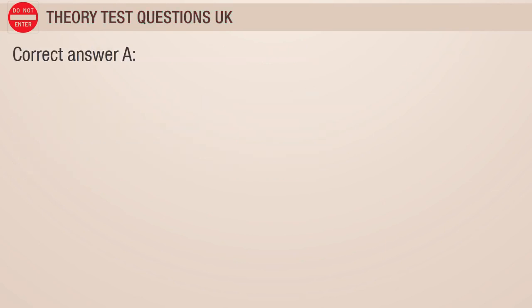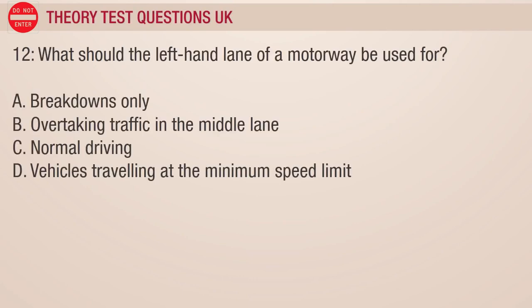Correct answer A. Question 12. What should the left-hand lane of a motorway be used for? A. Breakdowns only. B. Overtaking traffic in the middle lane. C. Normal driving. D. Vehicles traveling at the minimum speed limit.